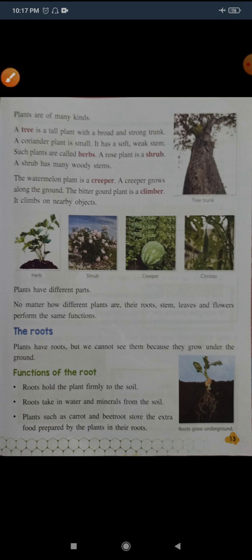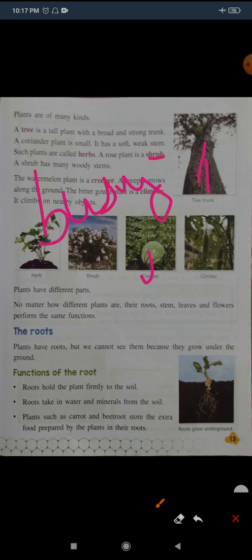Now the next, shrub. What is a shrub? Shrubs are smaller than trees. As compared to a tree, shrubs are smaller, and they have a bushy look. Shrubs have a thin woody stem, and they live for a few years. A tree lives for many years, and shrubs live for a few years only.